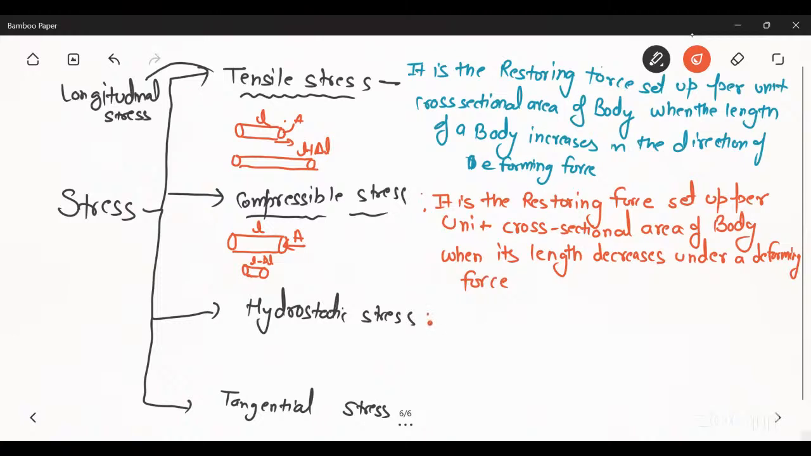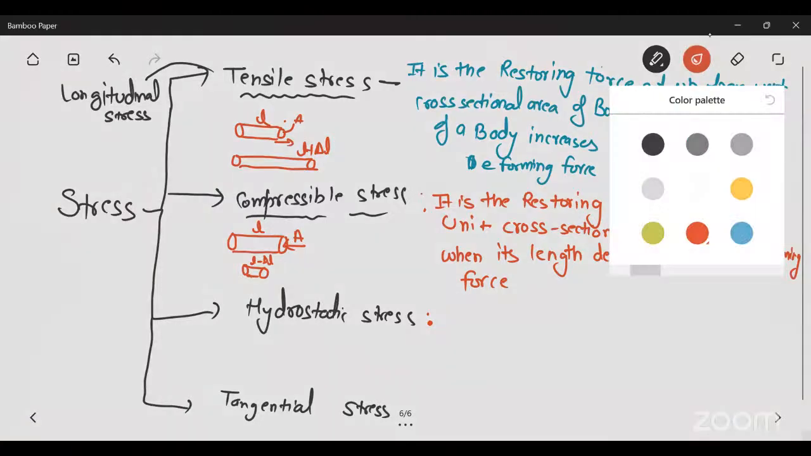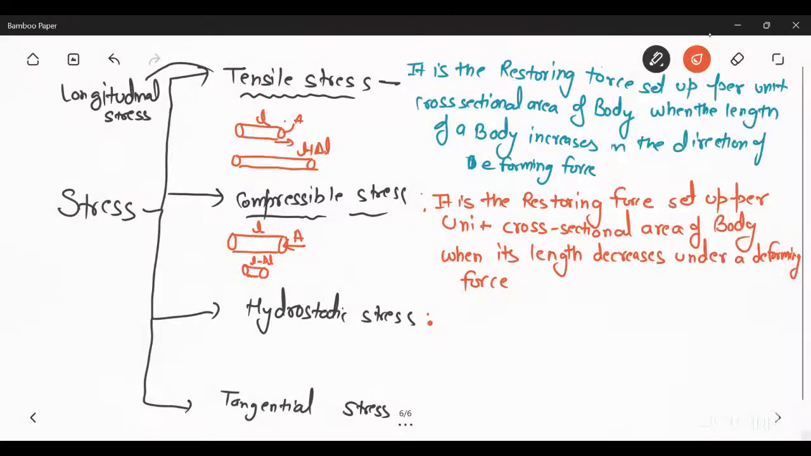stress. Now, next is hydrostatic stress. So, what is hydrostatic stress? Consider a body of volume V. Now, suppose this is a body of volume V. If I apply force from all four directions, what will happen? Its volume will decrease by delta V. So when we apply a force on unit area of each side of a body having volume V, there will be a decrease in volume V. So this is known as the hydrostatic stress.